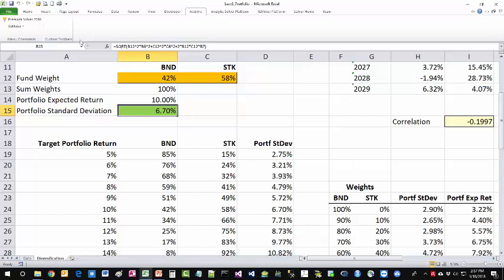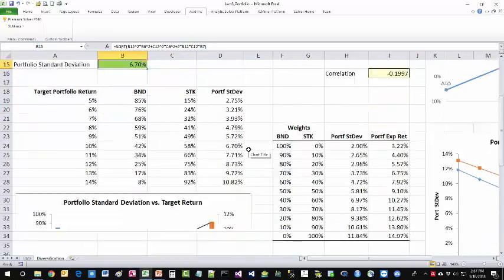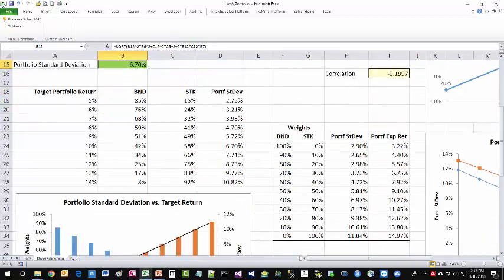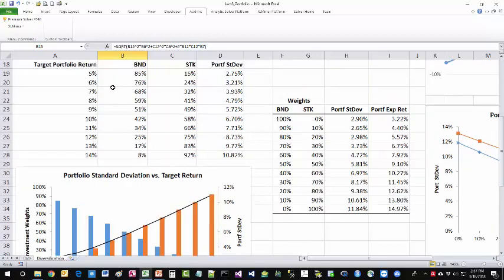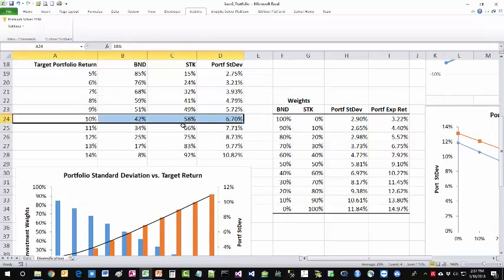Okay, so again, what we're going to do is just zoom in a little bit and analyze the couple of charts we have at the bottom left and right side of this sheet. The first chart, the bottom left, this guy here, shows how the allocation changes as the target portfolio return goes from 5% to 10% to 14%. This is the one that we currently have, 42, 58, 6.7, right?